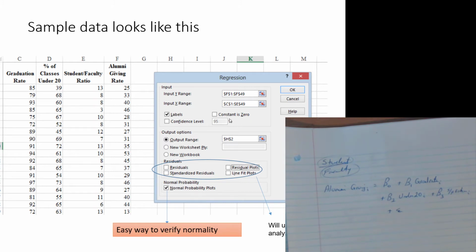We avoid constant to zero. It's a possibility, but it introduces R-squared problems if we do that. And so we usually don't touch that button unless there's just an overwhelmingly compelling reason to do so, which there rarely ever is. We select the output range. We can put it on the same sheet, which is the first choice. We can put it in a new worksheet, wherever we like. Okay, put it in a completely new file if we want it.